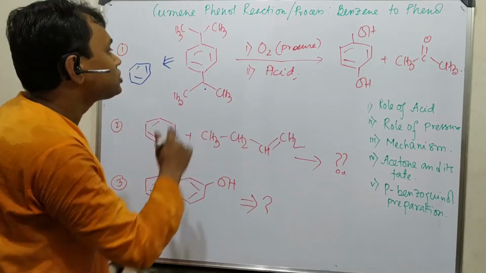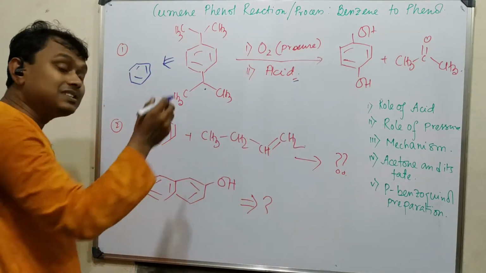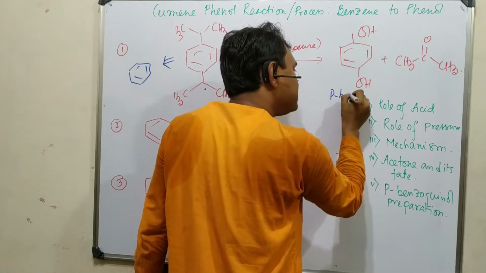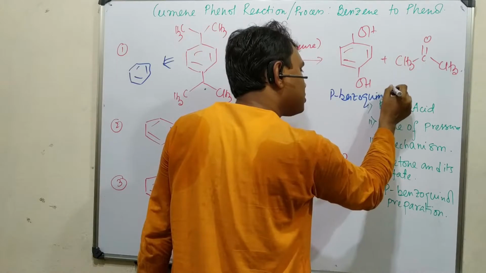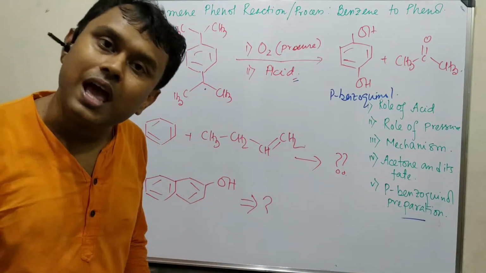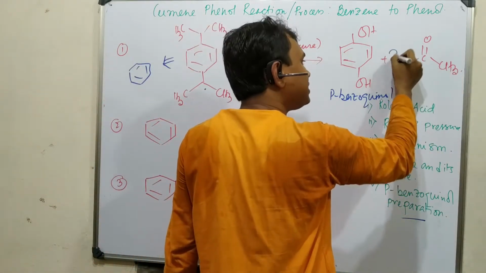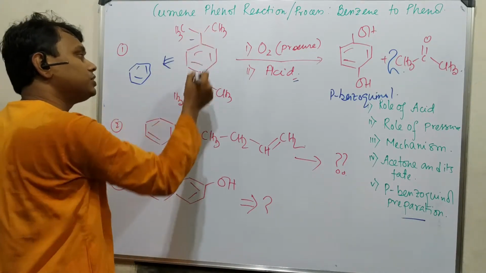Fine. So similarly, in the presence of oxygen under pressure and acid, the Cumene Phenol process can produce p-benzoquinol. Actually, we are right now discussing the p-benzoquinol preparation and other material preparation applications. Okay, so p-benzoquinol, and this is the acetone, but here you can see there will be two molecules of acetone. Why? Because here two substitutions are there.